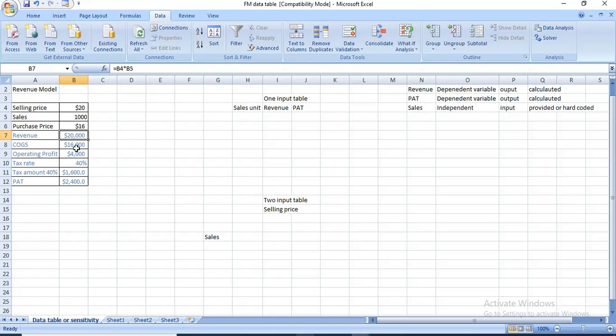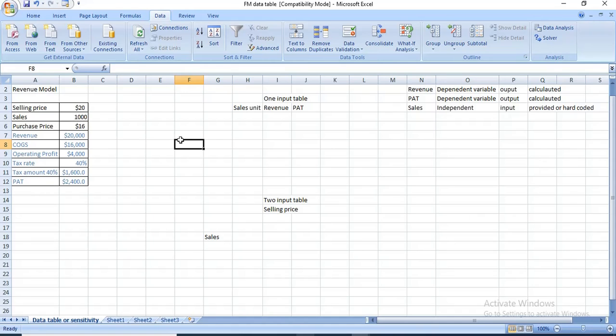Then you have the COGS, that is nothing but the sales into the purchase price. You are multiplying your sales with the purchase price, and the difference between these two, revenue and COGS, is your operating profit. Then you have the tax rate, that is 40%. So what will be the tax amount? 40% of, that is B9, operating profit. 40% of operating profit, that is 1600. So you deduct this amount from the operating profit B9 cell, then you will get your PAT. Correct? So these are the basic calculations in a revenue model.